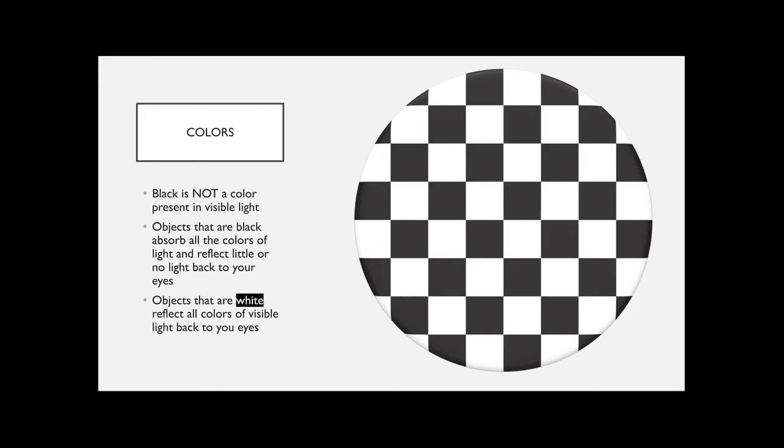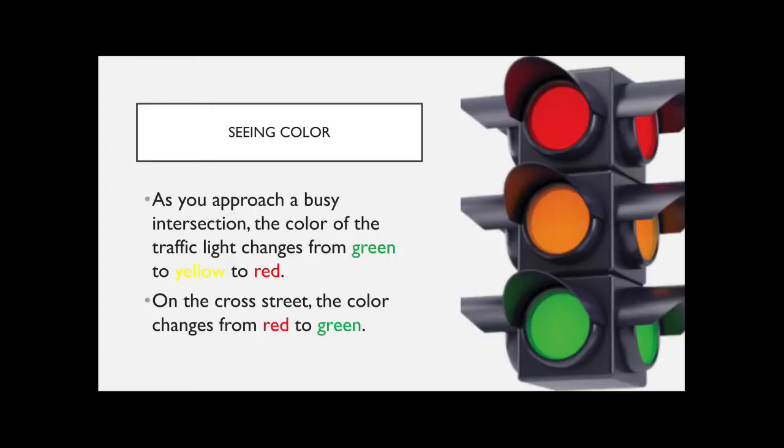So when you're looking at this image of black and white, you can really distinguish, okay, black, all of the colors are being absorbed, white, all of the colors are being reflected. And that's how you differentiate between black and white.